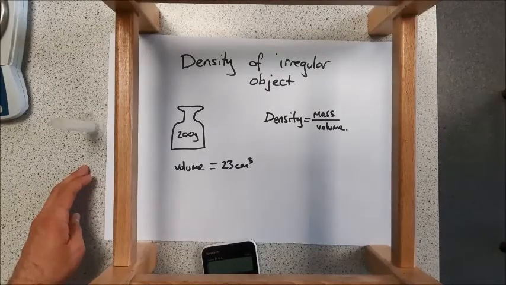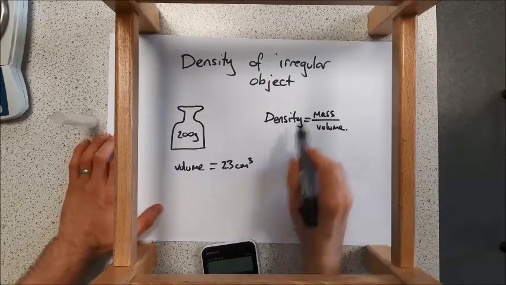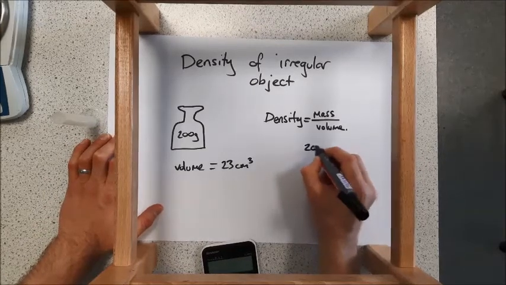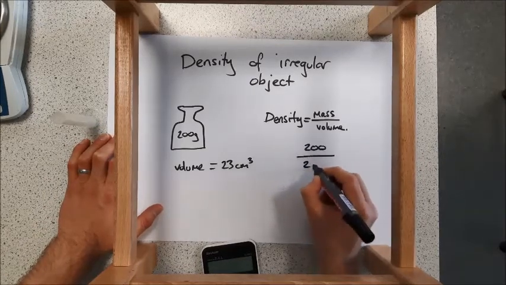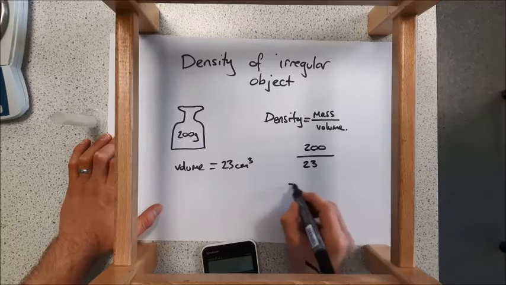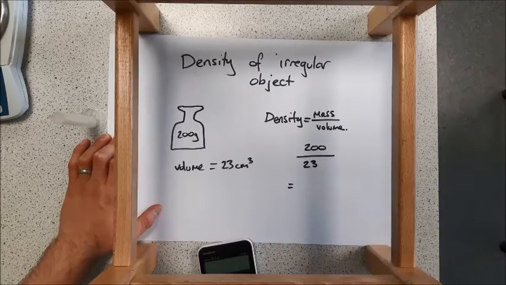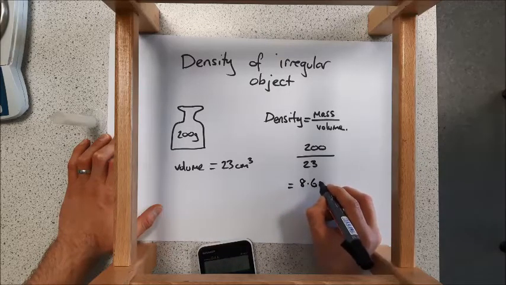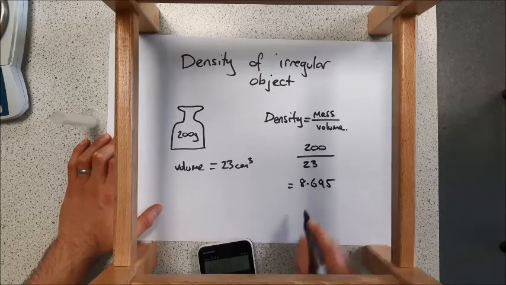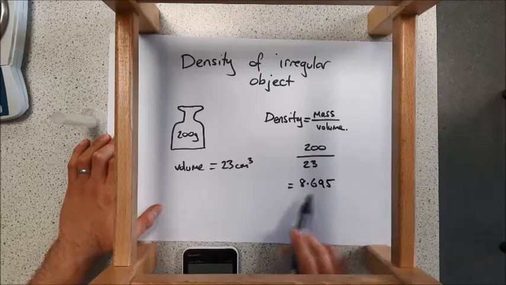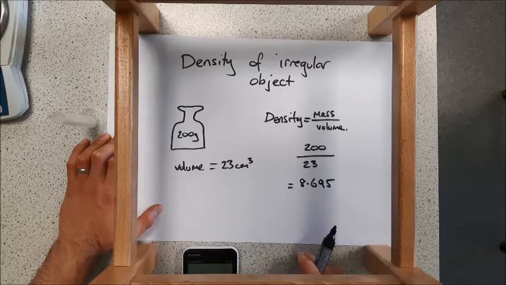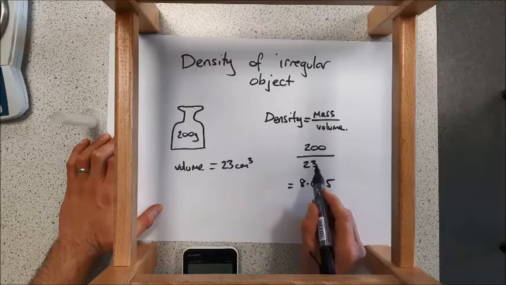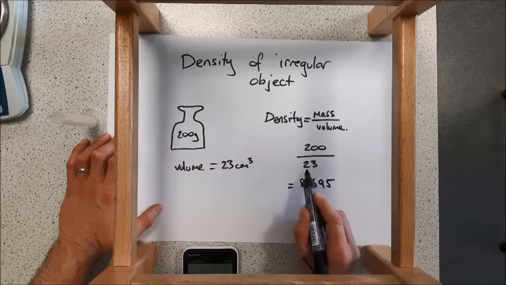Final stage then. So what we're going to do now is always show our working. Density is mass divided by volume. It was a 200 gram mass, and its volume was 23 centimeters cubed. Just punch it in on the old calculator. 200 divided by 23, which is 8.695.